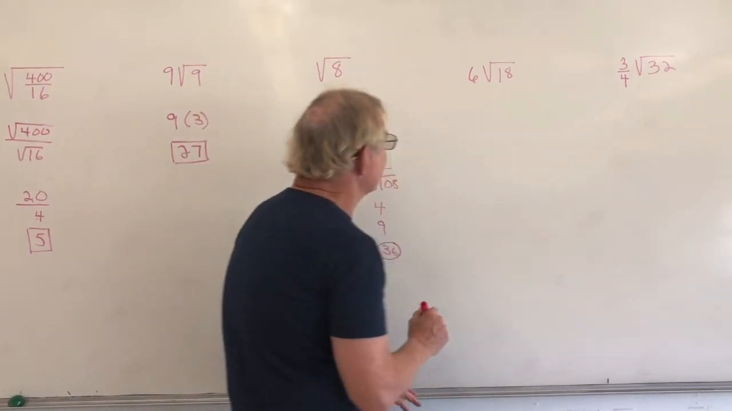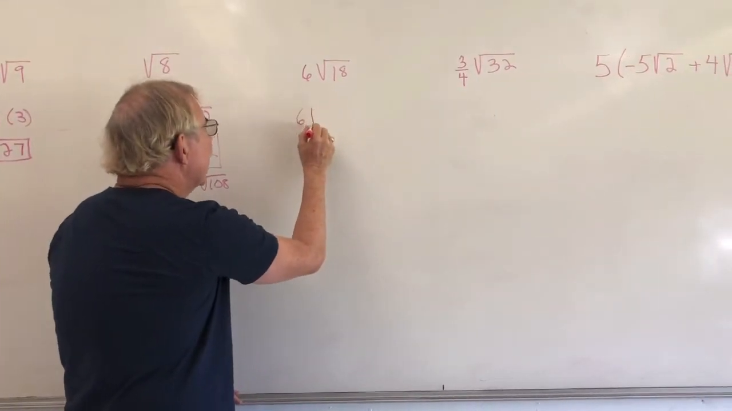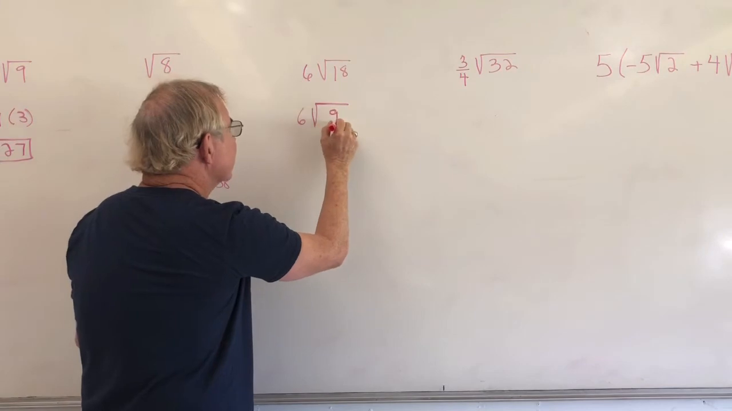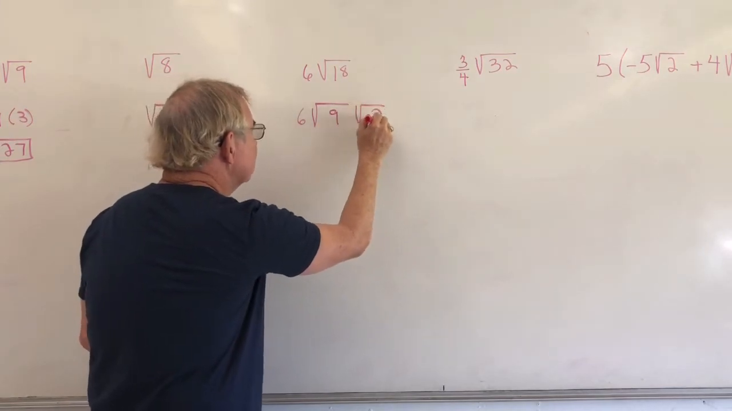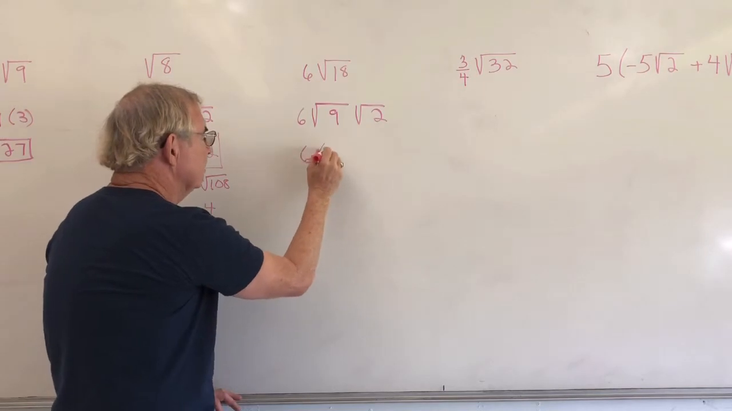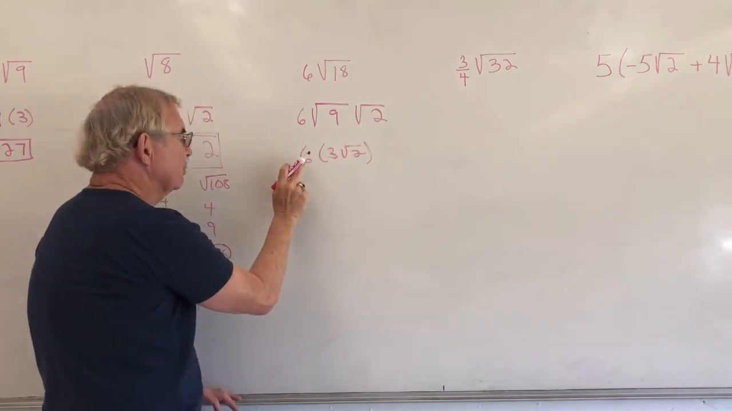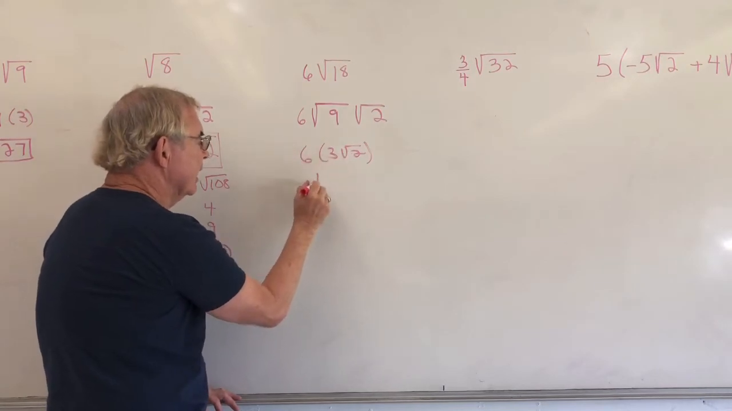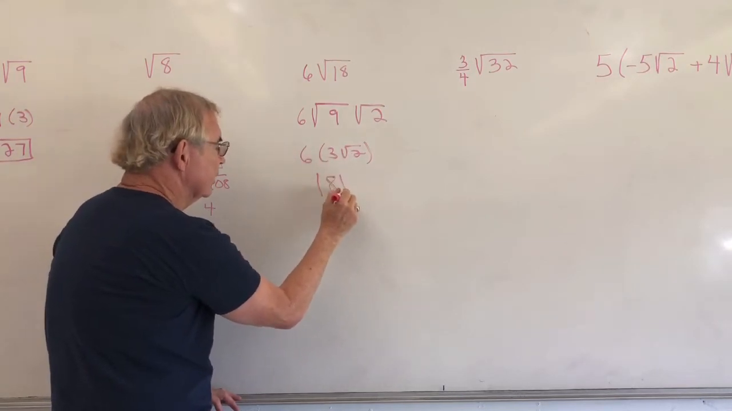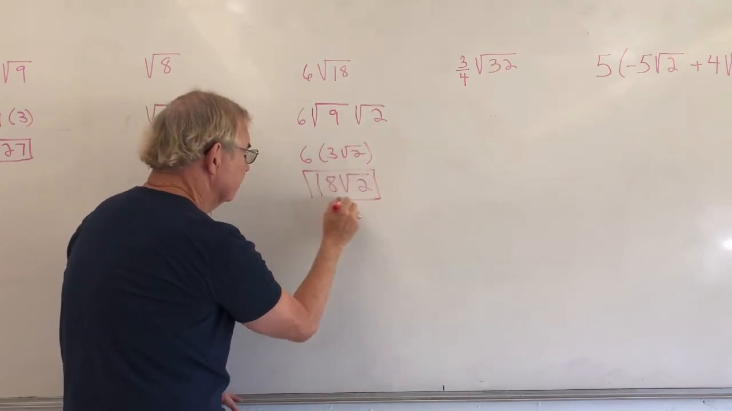Let's look at the square root of 18. Now, the square root of 18 has a perfect square contained in it, 9. 9 and 2. The square root of 9 is 3. Now, you can multiply the 6 times the 3 and get 18. And the answer is 18 square roots of 2.